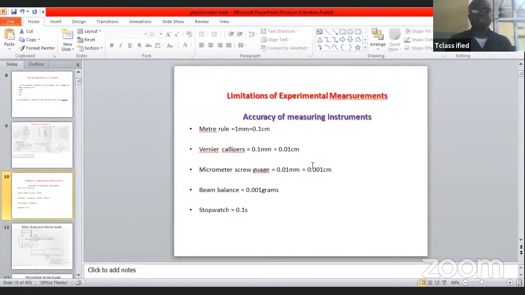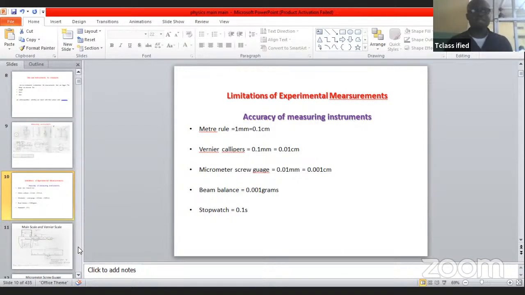So let's go back to that slide. This is the slide that contains the measuring accuracies of the various instruments. You can see for meter rule it is 1 millimeter or 0.1 cm. So that question could have been, what is the accuracy for vernier caliper or micrometer screw gauge? So that's why we have this slide. Please, you can snap this slide or quickly jot this down. Measuring accuracy for meter rule is 1 millimeter or 0.1 cm. For vernier caliper is 0.1 millimeter or 0.01 cm. For micrometer screw gauge is 0.01 millimeter or 0.001 cm. So you see, JAMB or WAEC will always ask you in millimeter and in cm. Those are the units they normally use. For beam balance is 0.001 grams and for stopwatch is 0.1 seconds.